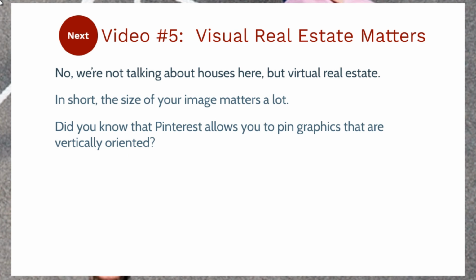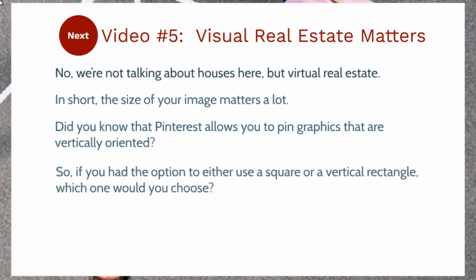Now, why does that matter? Well, did you know that Pinterest allows you to pin graphics that are vertically oriented, meaning that they're long, which means that you're going to take more real estate compared to that of a square. So if you had the option to either use a square or a vertical rectangle, which one would you use? Well, the vertical rectangle, of course, right? Because not only does it take more space out of the page, it definitely shows up compared to all the other images. And not only that, in addition to that, it stands out.